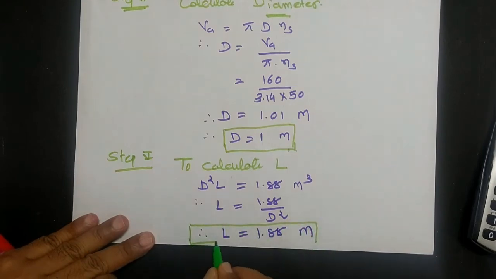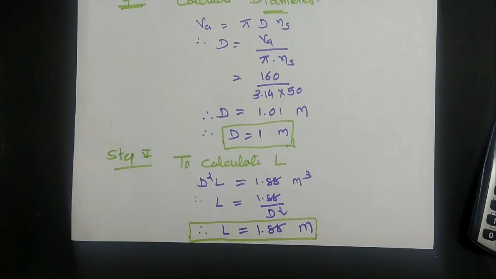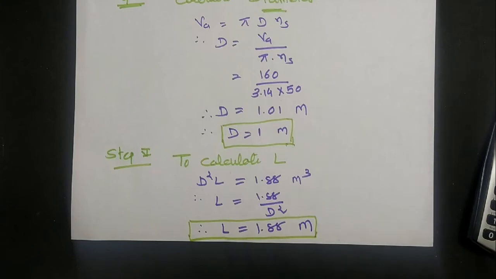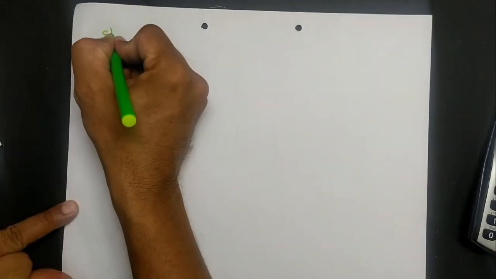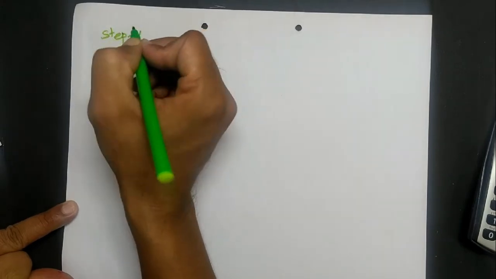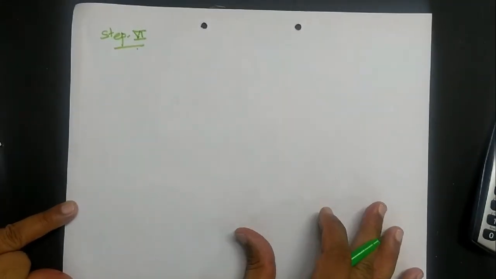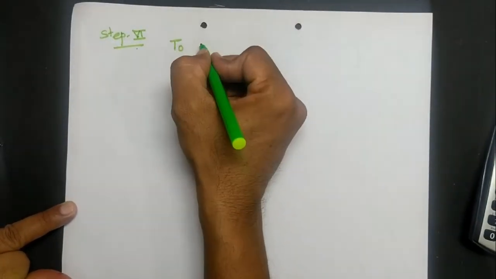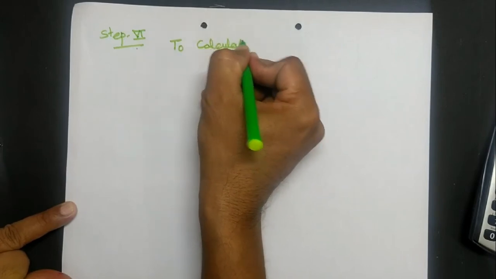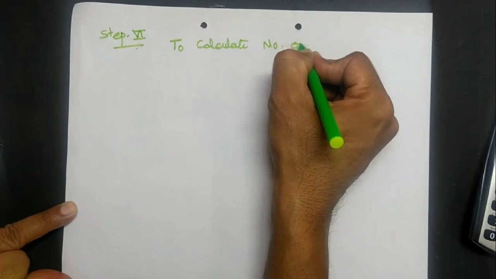So the first part, that is to calculate main dimension. Main dimension, we have diameter D and stator core length L, that we have calculated. So now let us go to our next part, and we have to calculate number of turns. So now step 6, that is to calculate number of turns.